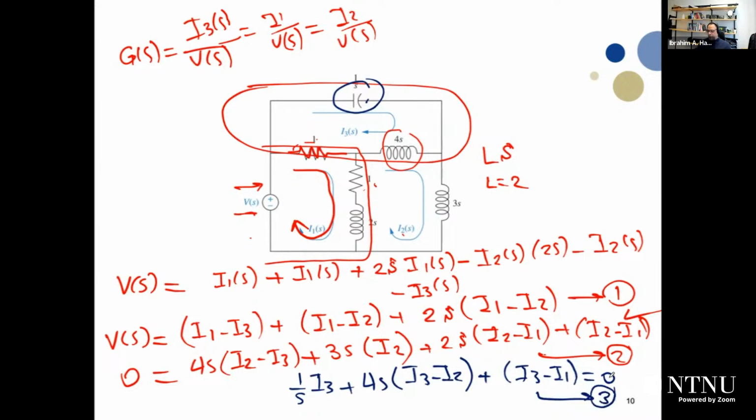So now you have equation 1, equation 2, equation 3. From those three equations, you will write it in matrix notation as we did in the last example. If you want to get I1 divided by V of S, you solve it for I1. If you want I2, you solve it for I2. If you want I3, you solve it for I3, and that is it. So this is very good.